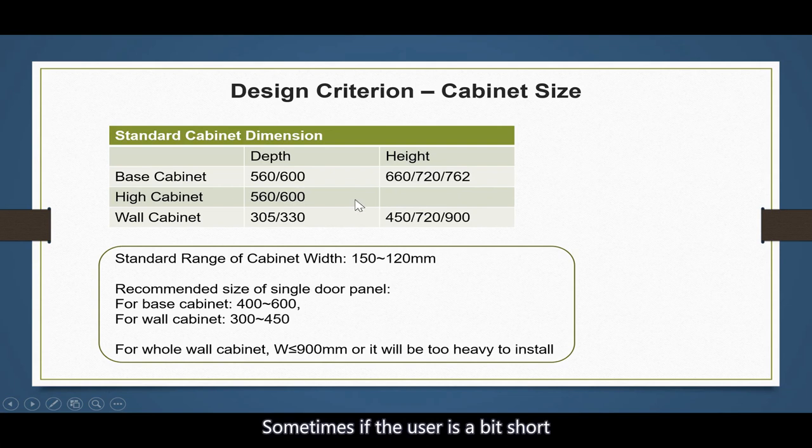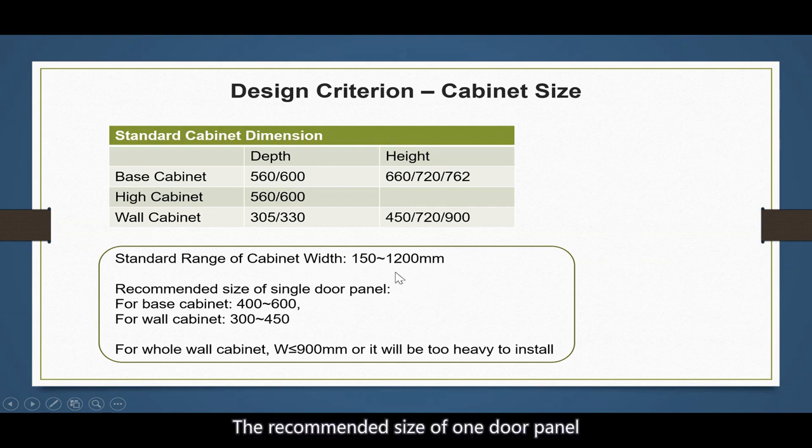Sometimes if the user is a little bit short, we can go for the 660 here, but this is not really common. For the 762 here, this is another inch scale number. It's actually 30 inches. When it transforms to millimeters, it becomes 762. So this is the same for wall cabinets. Our standard depth is 330, but for North American regions, they usually prefer 12 inches, which goes for 305. And for the height here, the standard wall cabinet heights range from 450, 720, 900 and more. So the standard range for cabinet width is from 150 to 1200 millimeters.